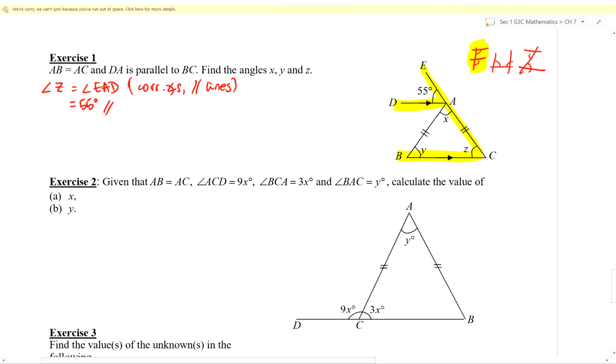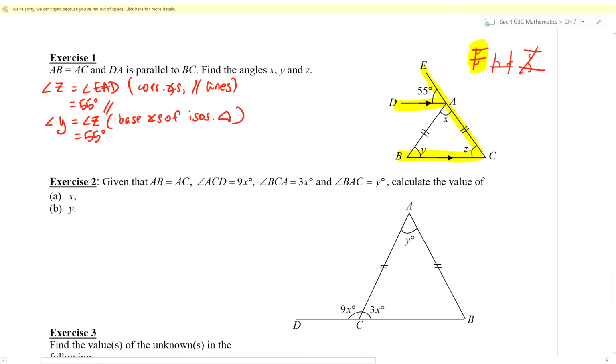Next, since we already have angle Z, and since this is an isosceles triangle, then the two base angles must be the same. We know that angle Y is equal to angle Z. Write down the reason. Base angles of isosceles triangle. And this is also 55 degrees. Do not just straight away write down Y is 55 degrees without any reason. We need to state the reason.